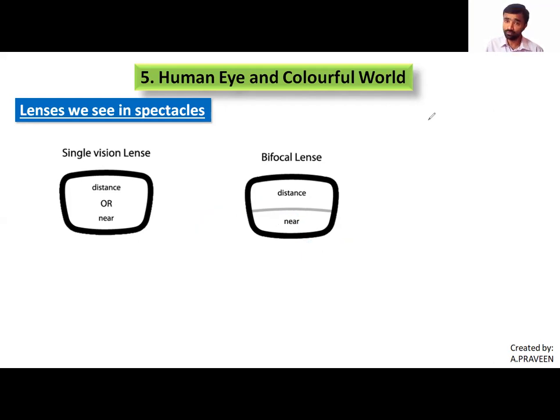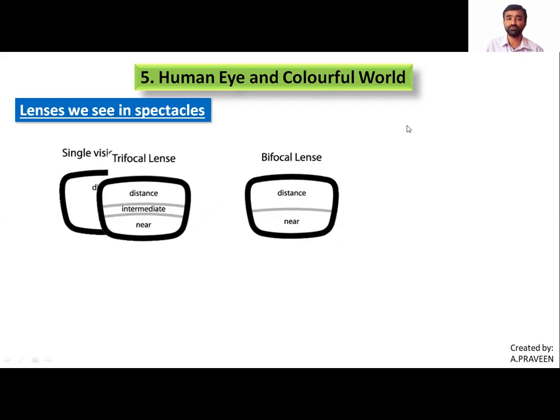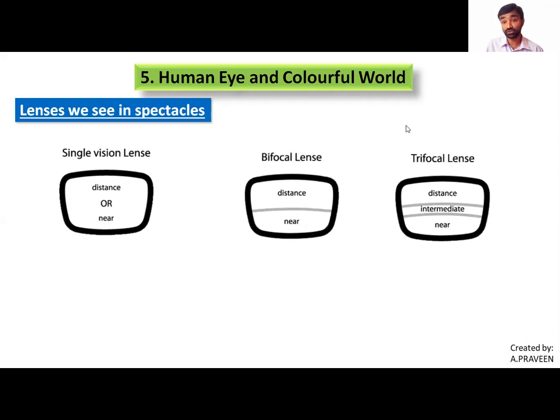Then one more lens is the trifocal lens, to see distant, intermediate and near objects. So these are the types of lenses usually used in specs. Then how do we select this lens? Based on the focal length.